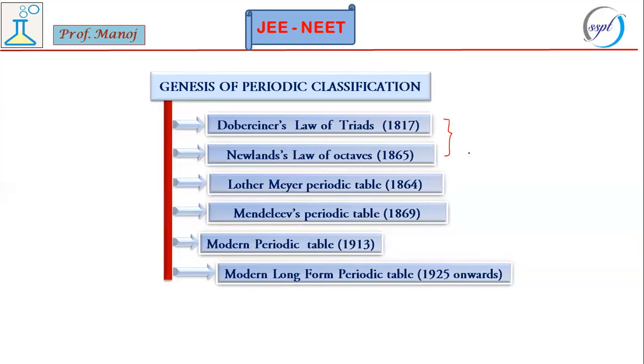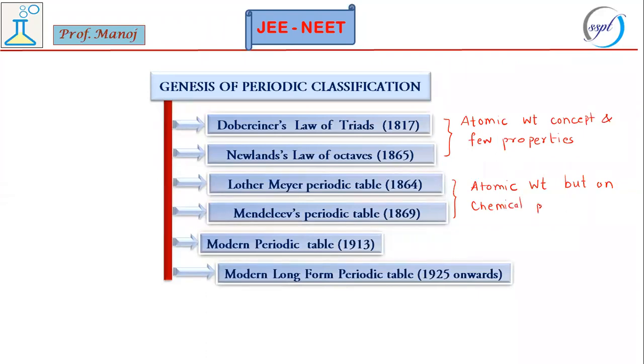These first two discoveries are extremely old, as you can see. They were based only on atomic weight concept and very few properties of elements. Actually, a lot of details were not known in those periods. Lothermeyer and Mendeleev are actually speaking true periodic tables, again based on atomic weight, but based more on chemical properties. The concept of periodicity was discovered by Newland for the first time.